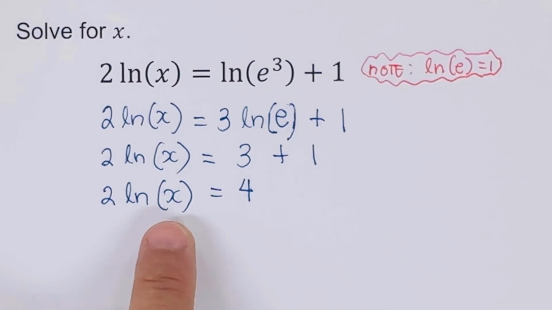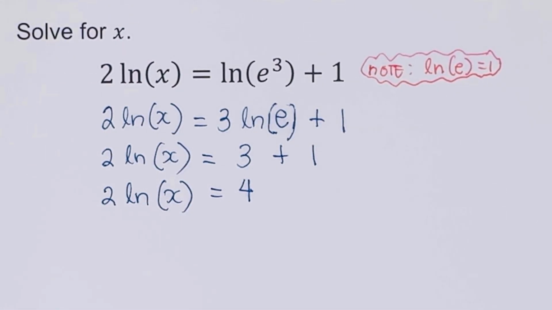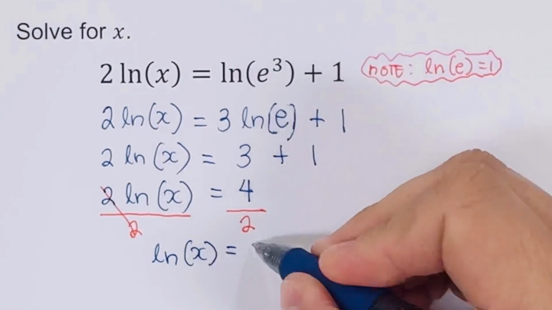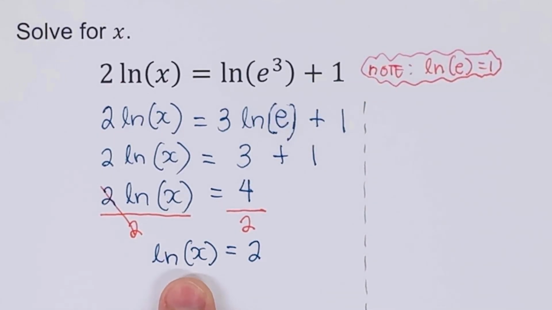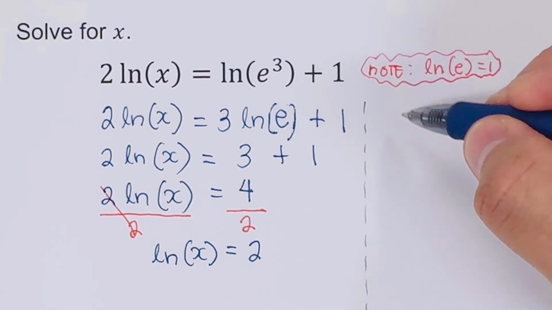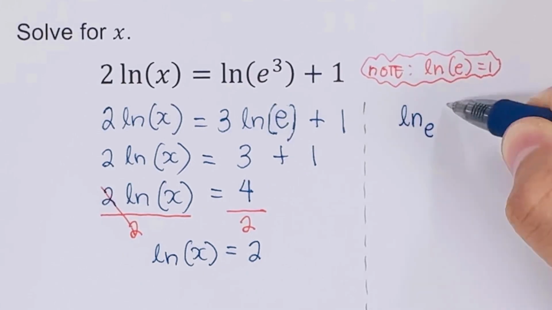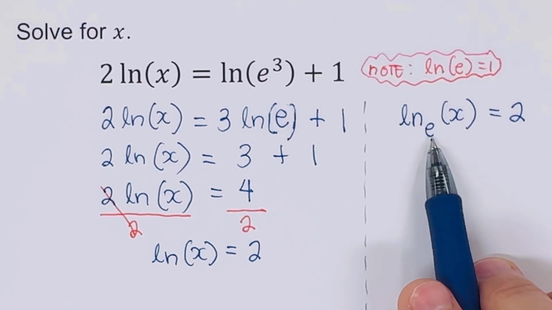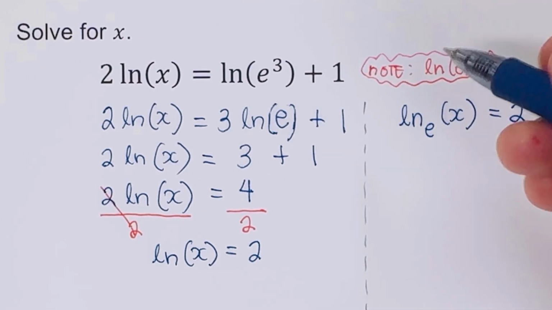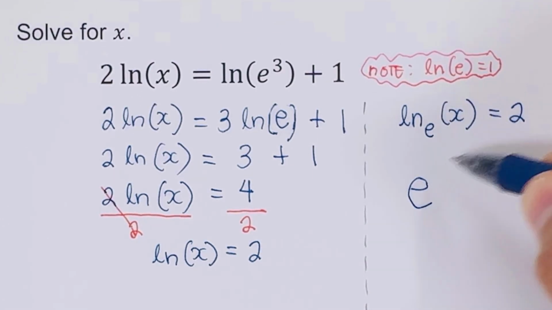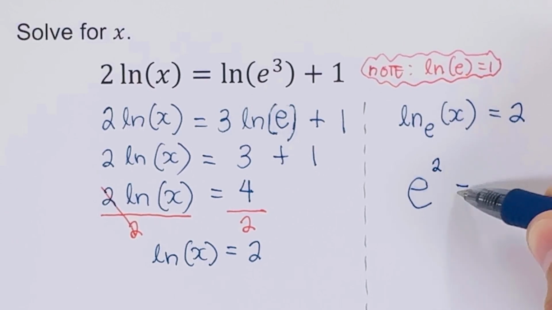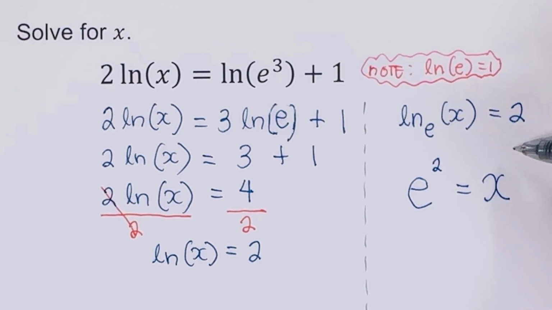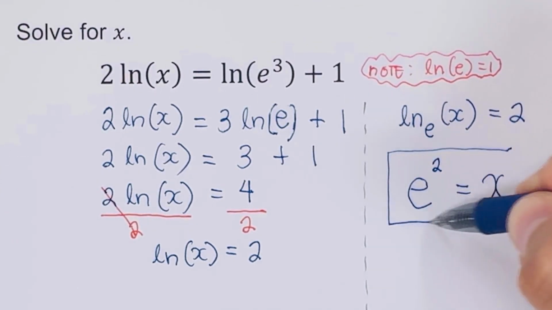Now we want to solve for x here, so we're going to divide both sides by 2. From here, we go ahead and remember that there is an invisible base on the ln here, which is e. So I'm going to go ahead and write that so we don't forget that part. From here, we can go ahead and change this to its exponential form. Our base is e and the exponent is 2, and that is equal to the argument x. So we pretty much have solved for x here.